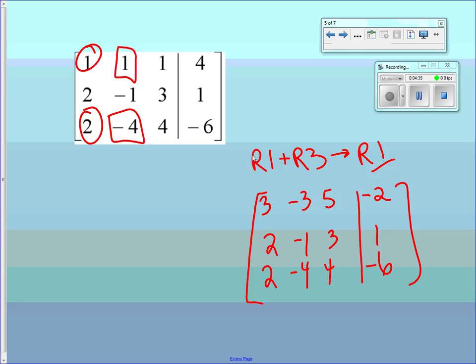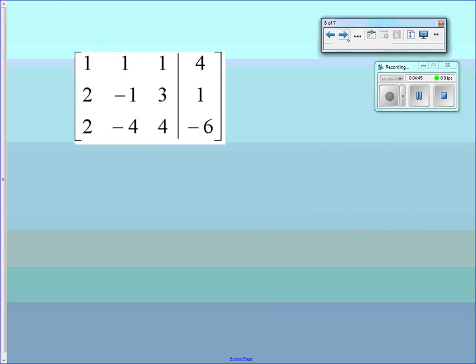Now, what you've just seen is each operation done in isolation. You can combine more than one row operation at once. So for example, let's do R3 minus 2R1. And let's put the answer in R3.